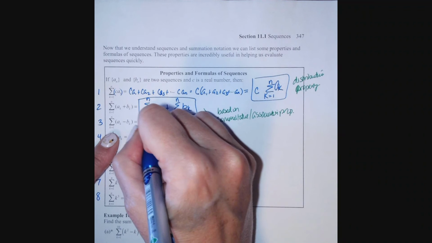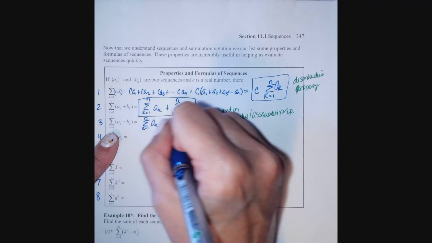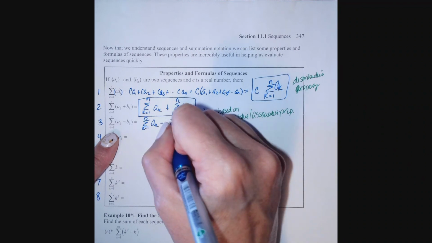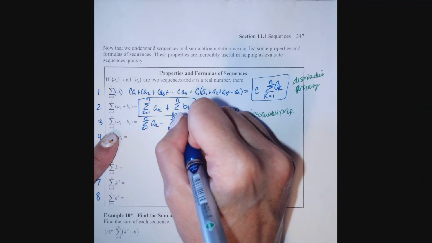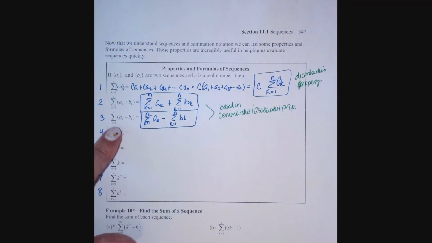The next one, I'm going to do the same thing except I'm subtracting. So I have the sum from 1 to n of a sub k, and then I'm going to subtract from that the sum from 1 to n of b sub k. So those are just alike except one is adding, one is subtracting.